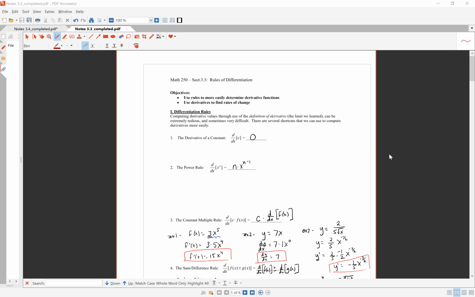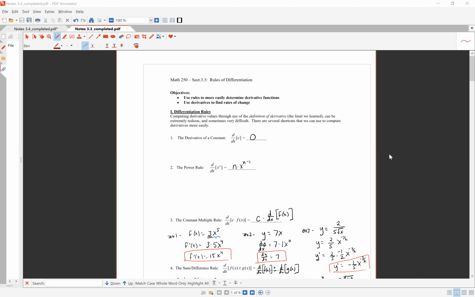So now we're going to learn some rules that will make life a little bit easier. The problems actually get more challenging, and we get word problems, but at least every time you calculate a derivative, you don't have to go through that whole process of multiplying by the conjugate and doing a lot of algebra.